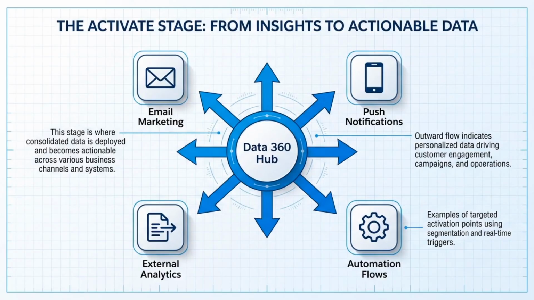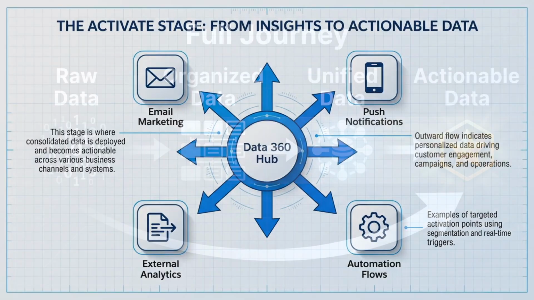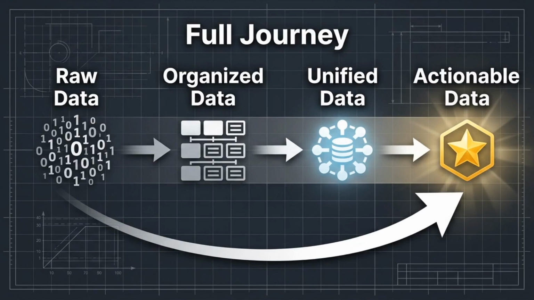This is where Data 360 helps the business take action. That can include automation, flows, audience activation, exports, and downstream use across the business. So at this point, the platform has moved from raw data to organized data, to unified data, to actionable data. And that is the full journey.